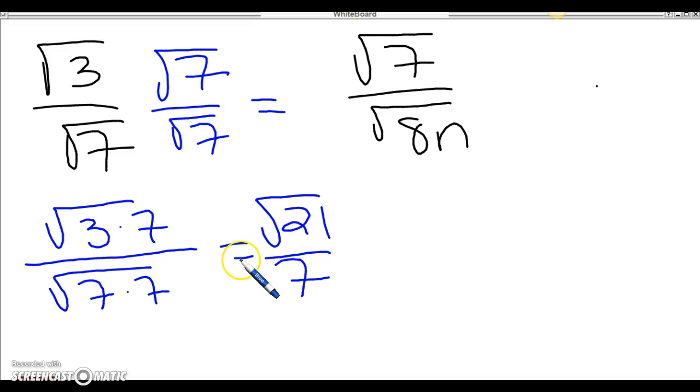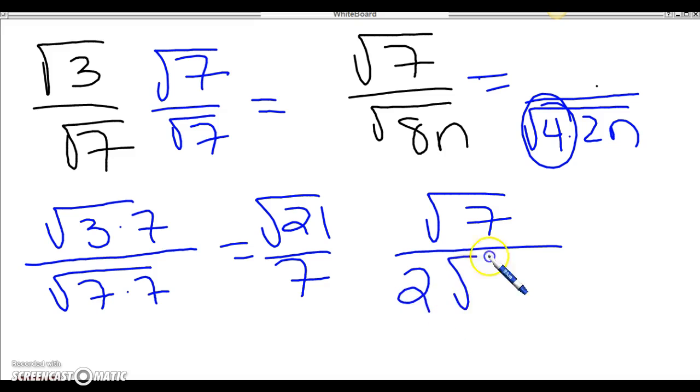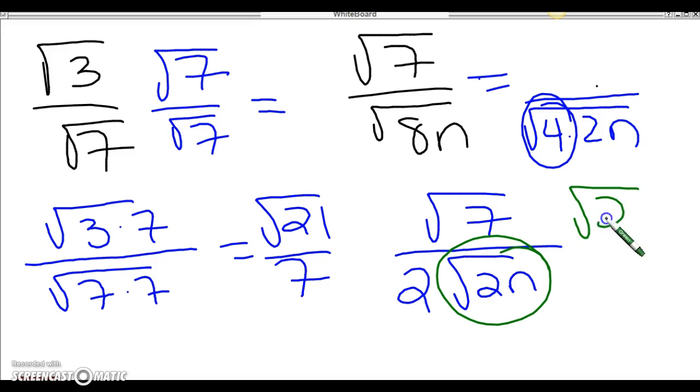Let's look at the second one. Okay, if I look at the second one, I see that I need to simplify first. So let's simplify that. We know that the square root of 8n is equal to 4 times 2n, and I can take the square root of that 4. So I get the square root of 7 over 2 square root 2n. So now the only thing that's in my way is the square root of 2n. So I'm going to multiply top and bottom by the square root of 2n, or by a clever form of 1.